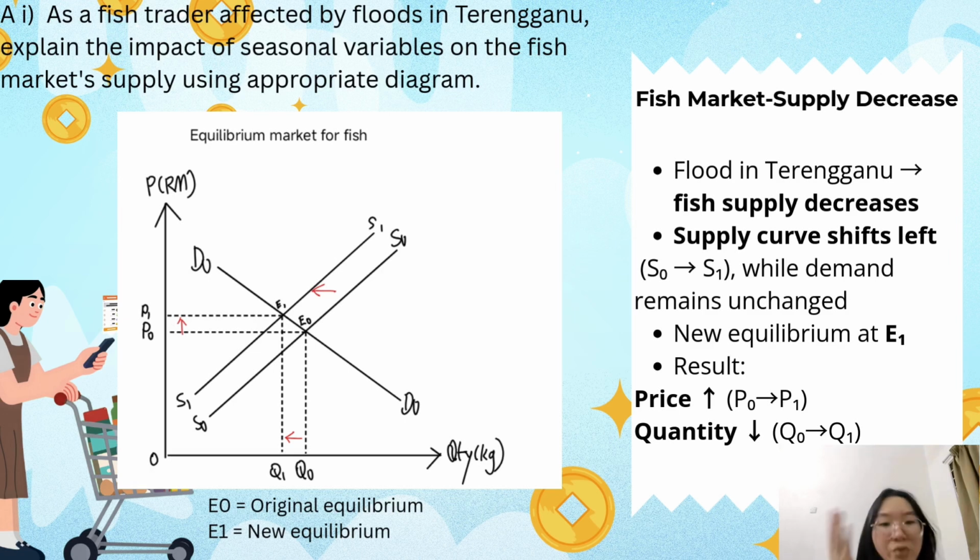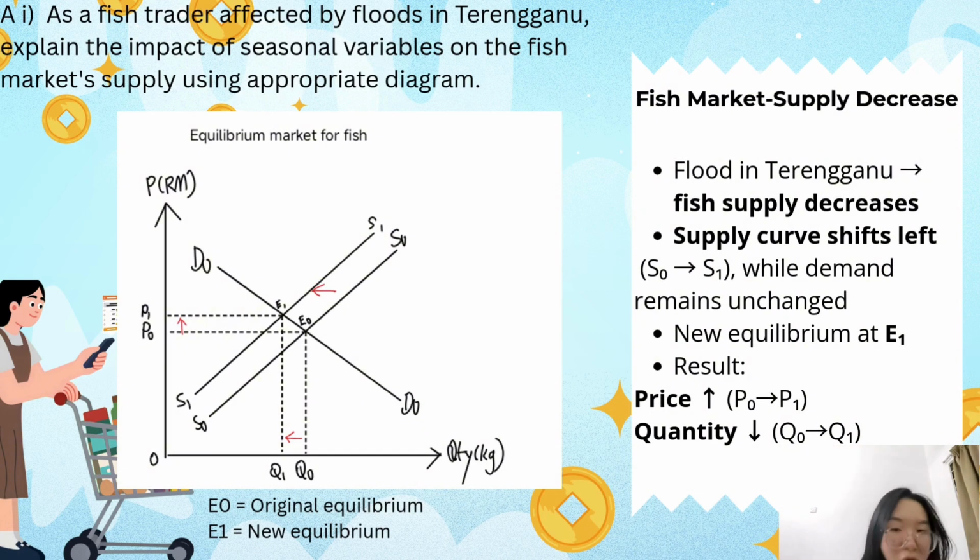As we can see from the diagram, the original equilibrium happens at E0, where the demand curve D0 intersects with the supply curve S0. The equilibrium price is P0 and the equilibrium quantity is Q0. Due to the floods, fewer fish are supplied to the market. Therefore, the supply curve shifts to the left from S0 to S1, while demand remains unchanged.